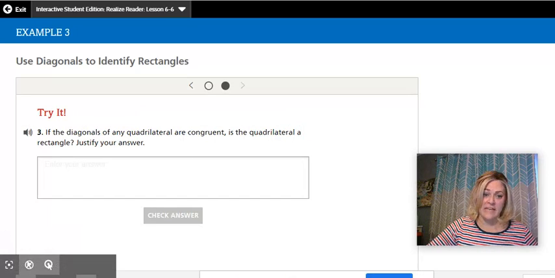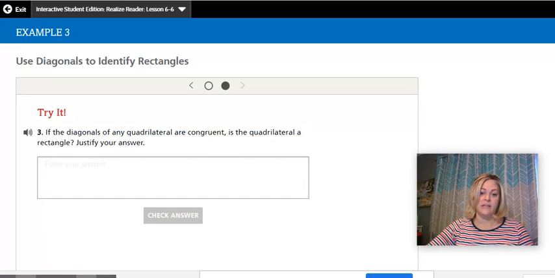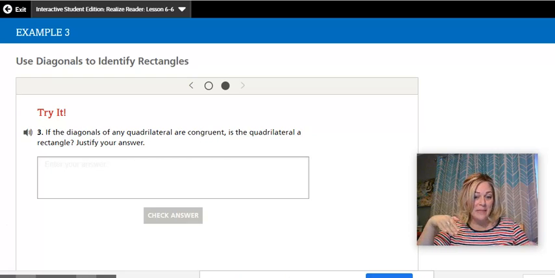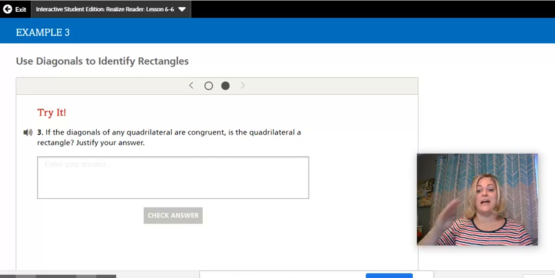If the diagonals of any quadrilateral are congruent, is the quadrilateral a rectangle? Well, that has to do with what I just said. If the diagonals are congruent on a four-sided figure, it could be a rectangle, but you have to also show that it's a parallelogram. So just because there are four sides with congruent diagonals does not mean it's a rectangle unless it's also a parallelogram.